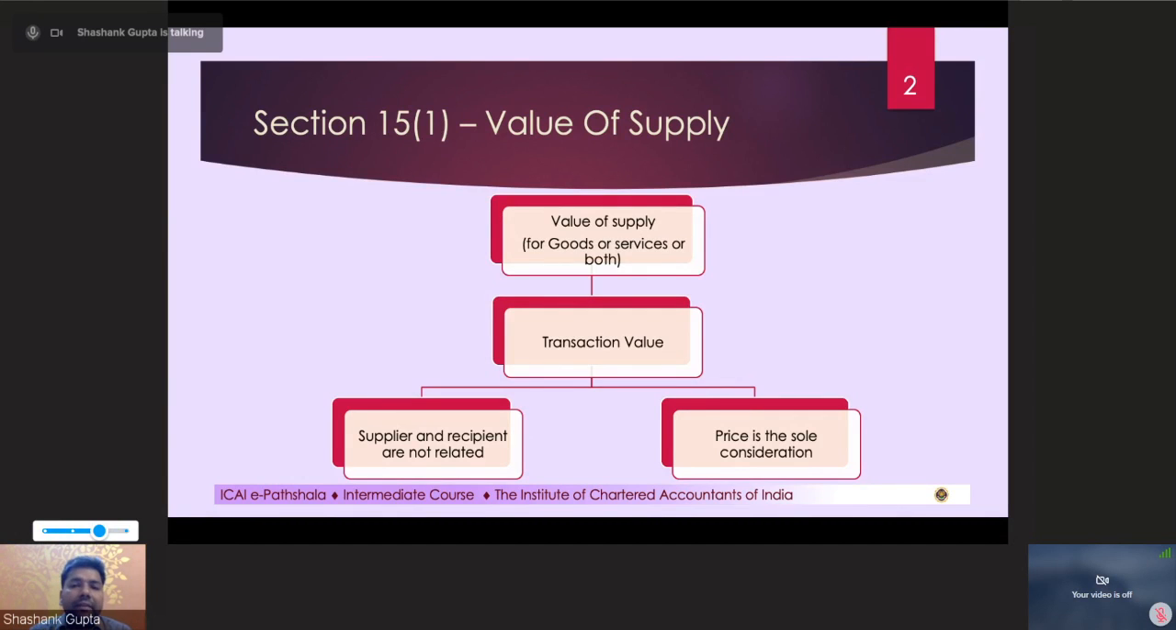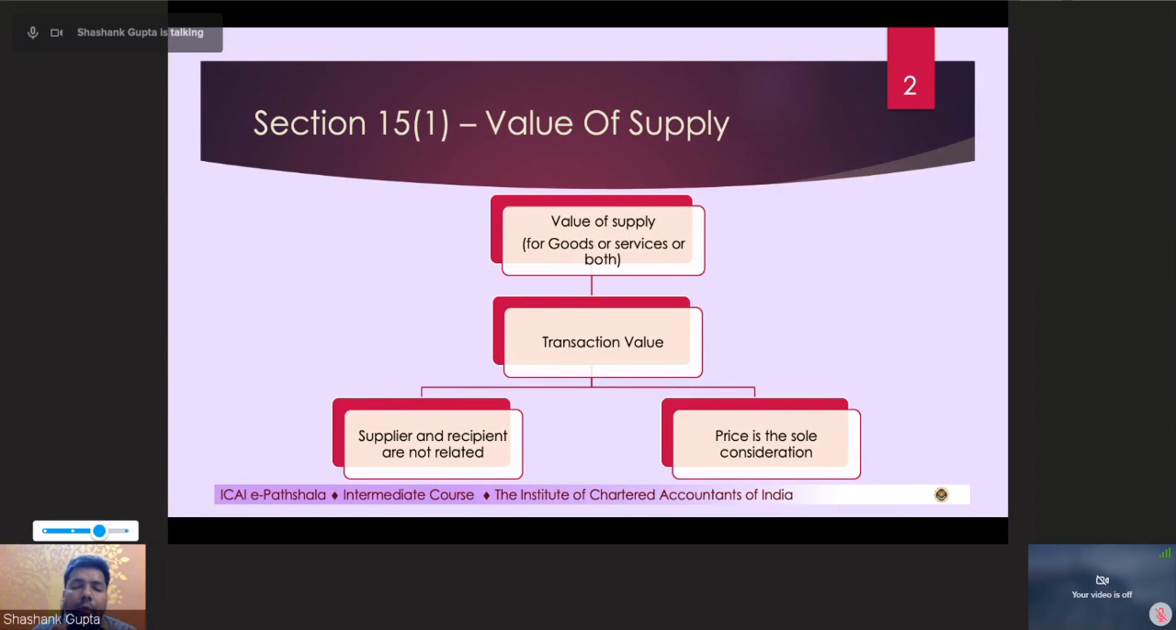Now let us take up the second example. He sold the same pen to his nephew for 200 rupees. Is 200 rupees the transaction value? The first test is: supplier and recipient are not related. And are they not related? They are related. And if they are related, then 200 rupees cannot be accepted as transaction value, and hence we will have to move to valuation rules in that case.